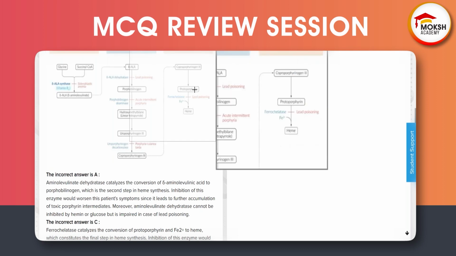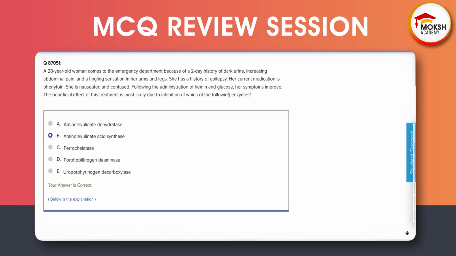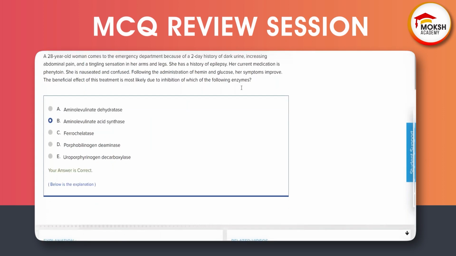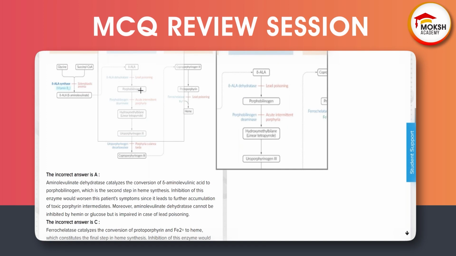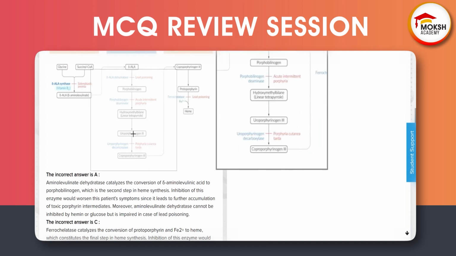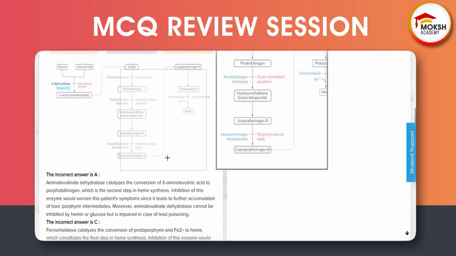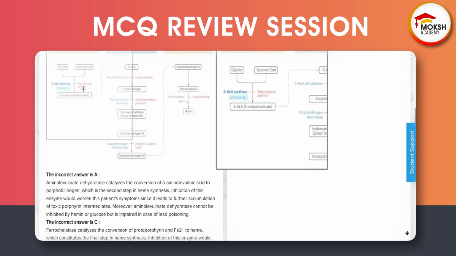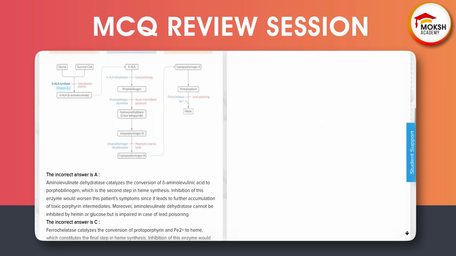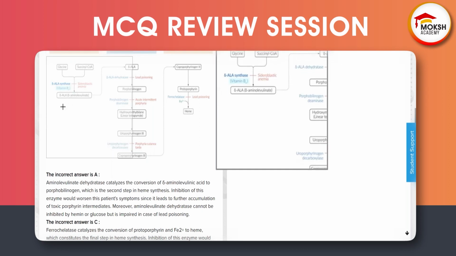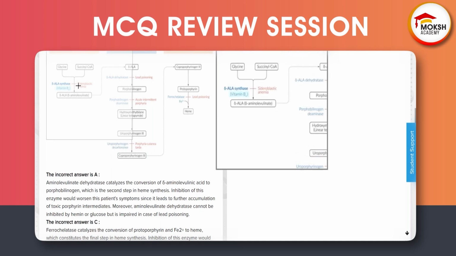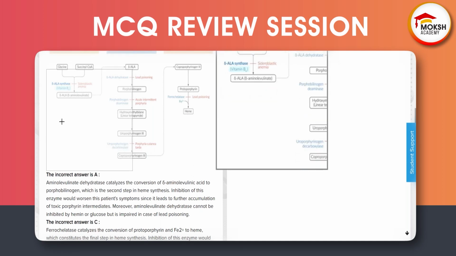If you give a glucose infusion, this process will stop. The patient came with this problem and was given hemin and glucose, so hemin and glucose inhibit this step. If this step is inhibited, there will not be formation of porphobilinogen or uroporphyrinogen, so the patient will benefit. Keep in mind that this enzyme is induced by GPRS cell phone, and inhibited by hemin and glucose. Everybody knows the inducers, but many people forget the inhibitors.